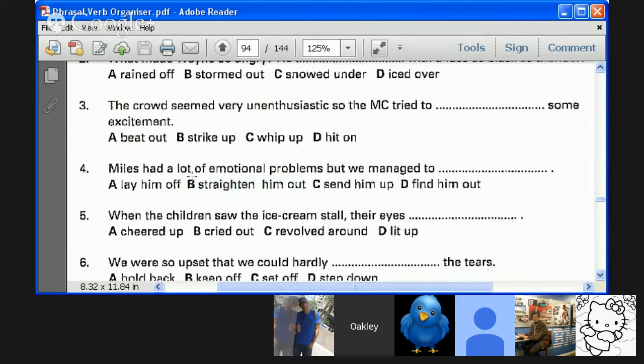You can also use this phrasal verb. I'm going to have to straighten him out about that. He must have misunderstood me, for example. Could be used that way.